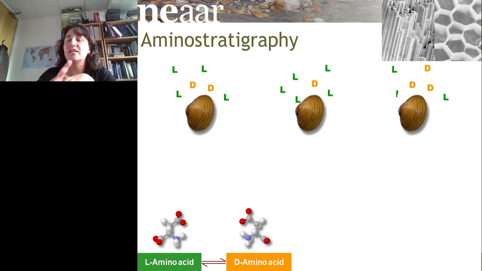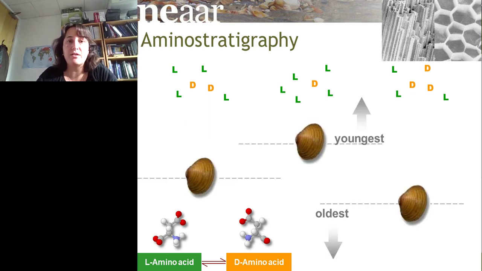Some people thought, well, actually, this is really interesting. Maybe what we could do is measure the amount of L and D amino acids from different materials, particularly shells. And those that have a greater amount of D amino acids will be the oldest, and those that have a smaller amount of D amino acids will be the youngest. And we can date using this method.